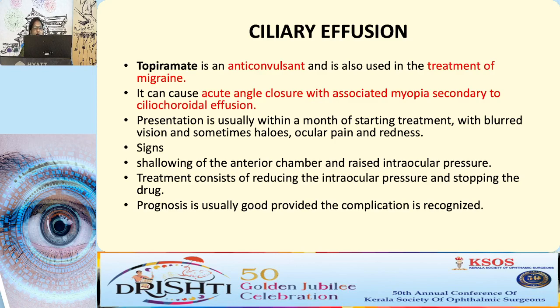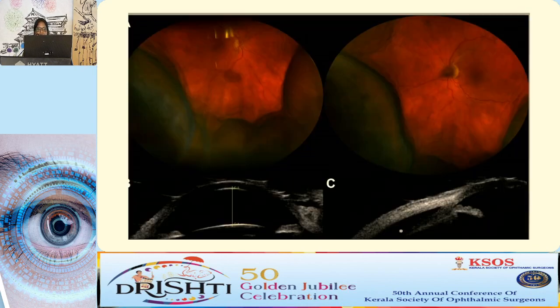Ciliary effusion: topiramate is an anticonvulsant and is also used in the treatment of migraine. It can cause acute angle closure glaucoma with an associated myopia secondary to ciliochoroidal effusion. Presentation is usually within 1 month of starting the treatment, with blurred vision and sometimes halos, ocular pain and redness. Signs include shallowing of the anterior chamber and raised intraocular pressure. The treatment consists of reducing the intraocular pressure and stopping the drug. Prognosis is usually good provided the complication is recognized. This picture shows ciliary effusion with angle closure glaucoma.